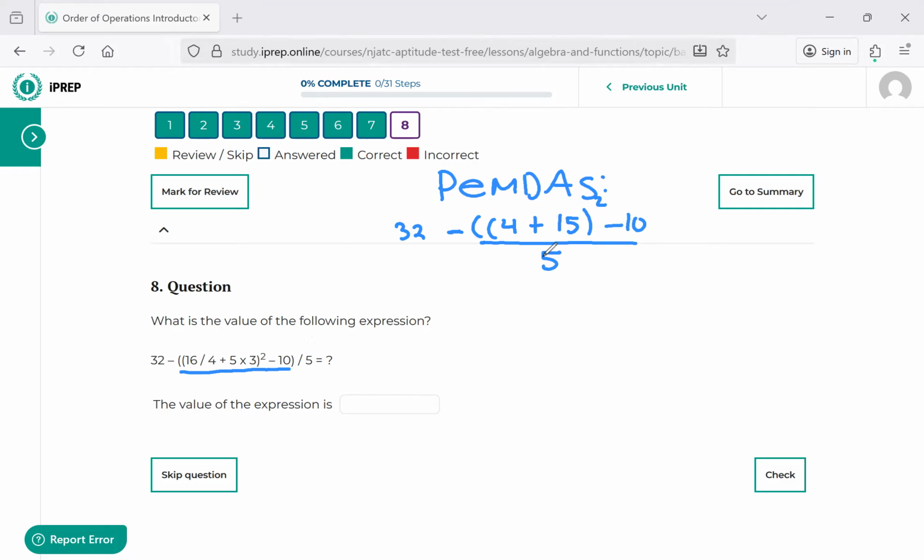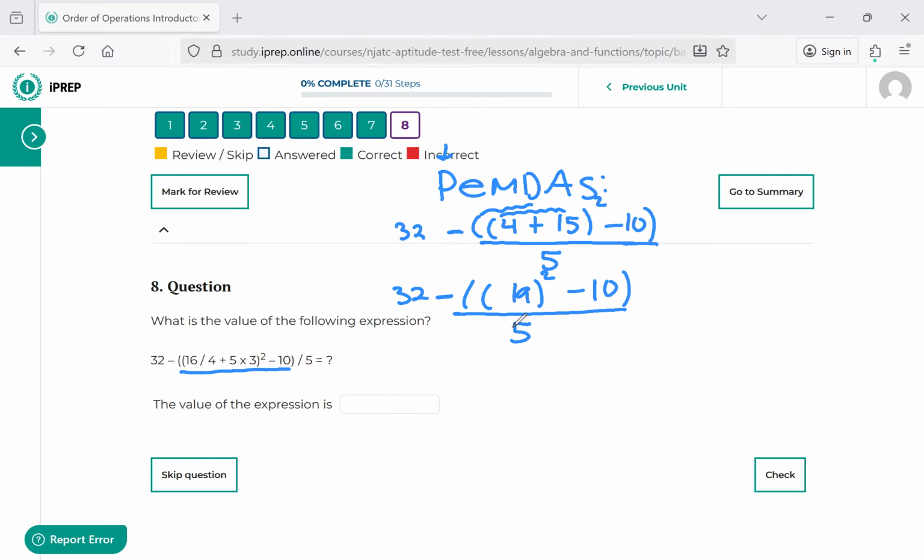Okay, so what do we do first? We have parentheses, yes. Close this with a parentheses. We have two parentheses, this inner parentheses and then this outer parentheses. So let's do the inner parentheses. What's 4 plus 15? 19. Parentheses, square, minus 10, parentheses. So make sure you close it with those parentheses, all over 5.